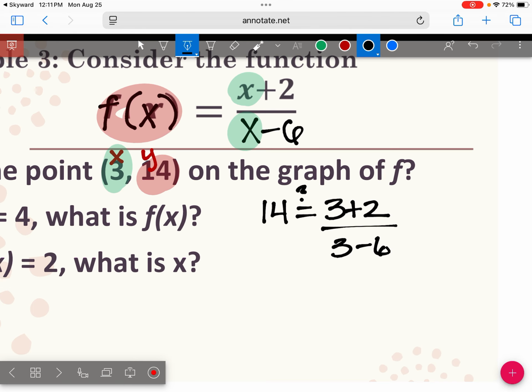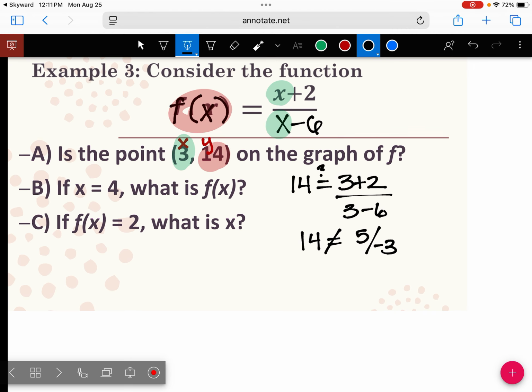So I know that 3 plus 2 is 5. And 3 minus 6 is -3. So what that's telling me is that 14 is 5 over -3. Is that true? Are these two sides equal to each other? Because they're not equal, the answer to part A is no. That point is not on the graph.